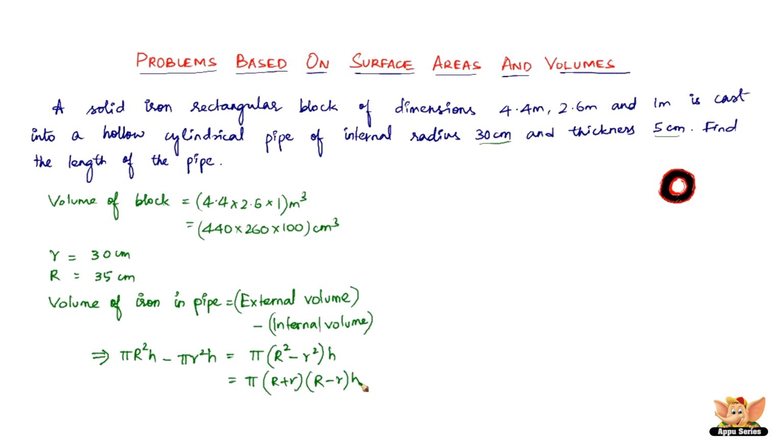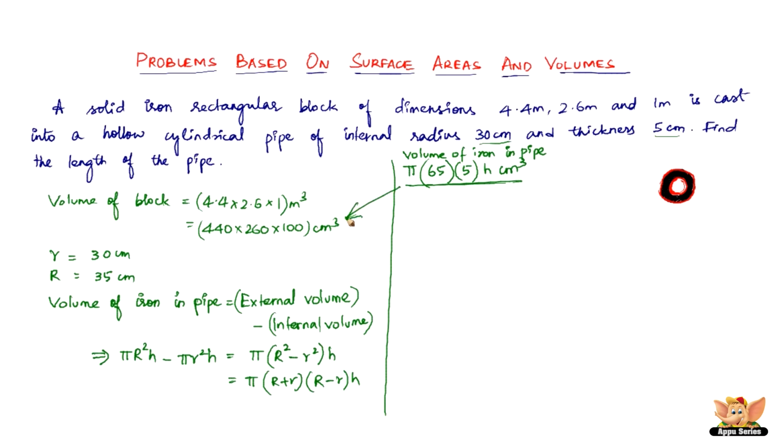Right. So now let us find the volume of iron in the pipe. That's going to be pi times R plus r, which is 35 plus 30, so 65, times R minus r, which is just 5 because it's 35 minus 30, times h centimeter cube. That is going to be the volume of iron in the pipe. This volume of iron in the pipe is going to be equal to this volume right here, so all we have to do is equate this to this.